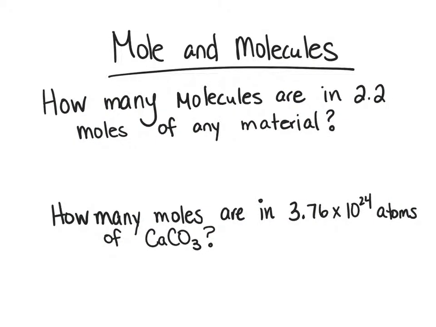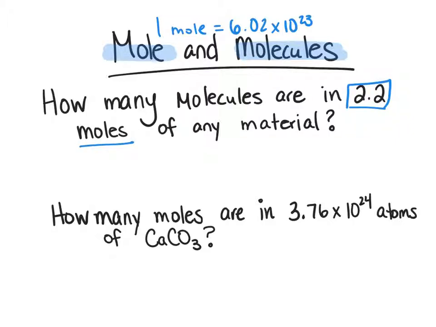So using those two relationships, we're going to do a couple of practice problems. Our first practice problem is going to focus on moles and molecules. So the thing that we want to make sure that we remember is that 1 mole is equal to 6.02 times 10 to the 23rd molecules, or it could also be atoms. So if we have 2.2 moles, and we want to find the number of molecules, we're going to use that relationship. So we always start with what we're given.